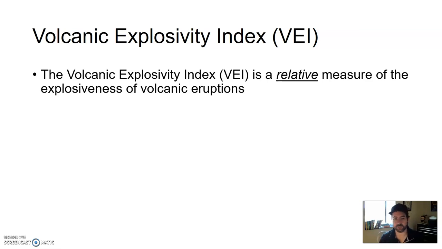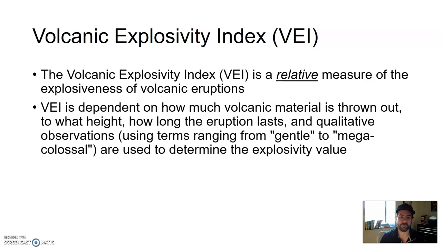So how we rate explosiveness is on the Volcanic Explosivity Index, the VEI. It's a relative measure of the explosiveness of volcanic eruptions, so it's just comparing one to the other. It's dependent on how much. So when we're calculating the VEI of an eruption, we usually do so afterwards because it's a calculation of how much volcanic material is thrown out and to what height. Additionally, how long the eruption lasts and other qualitative observations. Not quantitative, that's numbers and data, but qualitative observations, like this was a gentle eruption or mega colossal. Qualitative is more descriptive. All this is used to determine the explosivity index, the VEI.